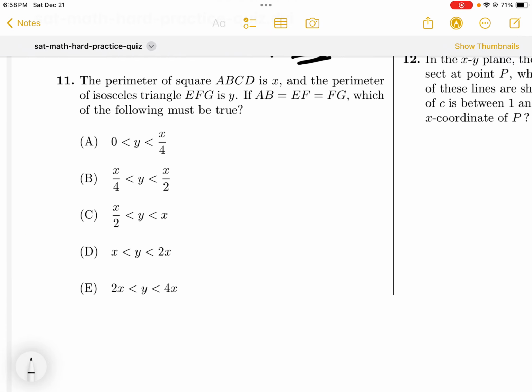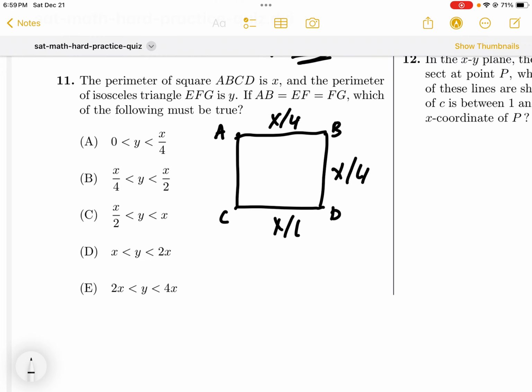Okay, moving on to question number 11. The perimeter of square ABCD is X, and the perimeter of isosceles triangle EFG is Y. If AB is equal to EF is equal to FG, which of the following must be true? So I'm going to draw both figures. That was a badly drawn square. Let me just do that again. So we have A, B, C, D. Now if the perimeter of this square is X, each side has length X by 4. And that's just common knowledge.